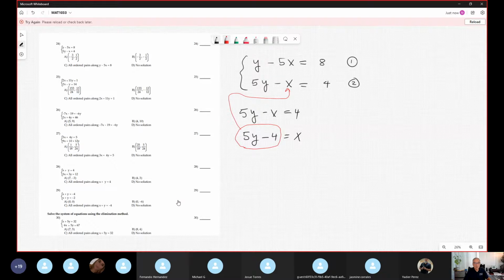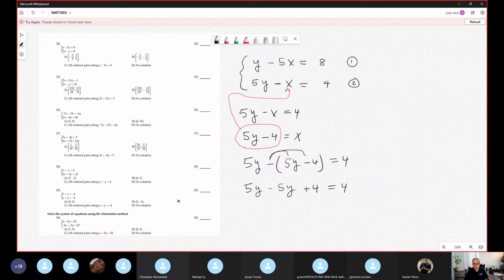Be careful with the sign, guys. 5y minus, I copy this minus, and x. This is binomial, mandatory. You put the parentheses: 5y minus 4 equal 4. Okay, that 4 is that 4. So now you distributed this -1, it can affect everything. It's 5y minus 5y plus 4 equal 4.